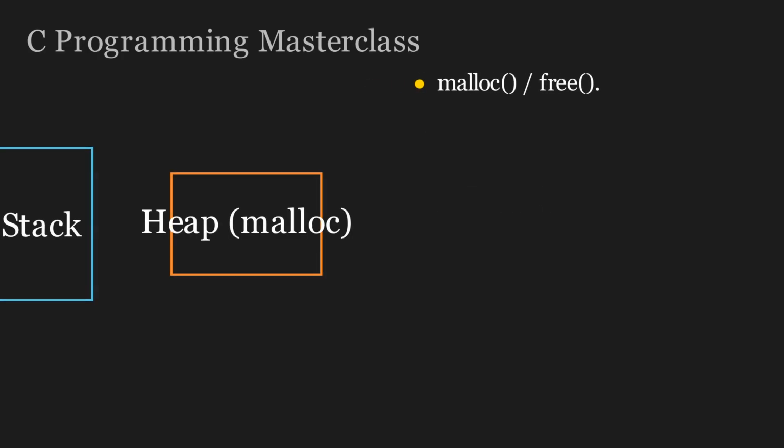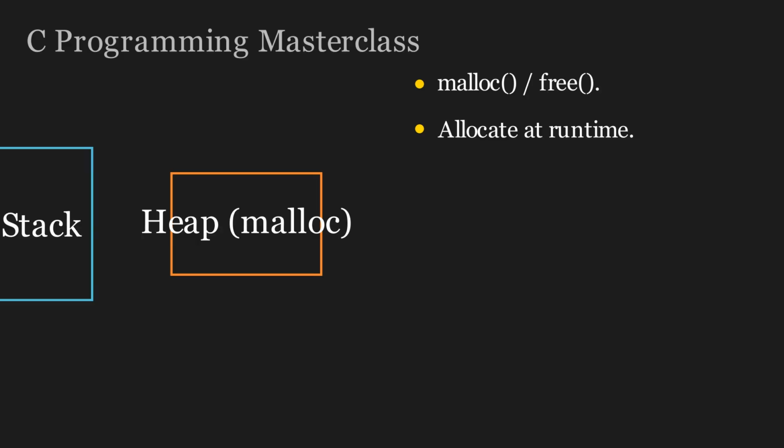Usually, when you declare an array like int arr[10], the size is fixed. You cannot change it later. This is called static memory allocation, and it happens on the stack. But what if you don't know how much memory you need until the program runs? Maybe you are reading a file of unknown size. This is where dynamic memory allocation comes in.